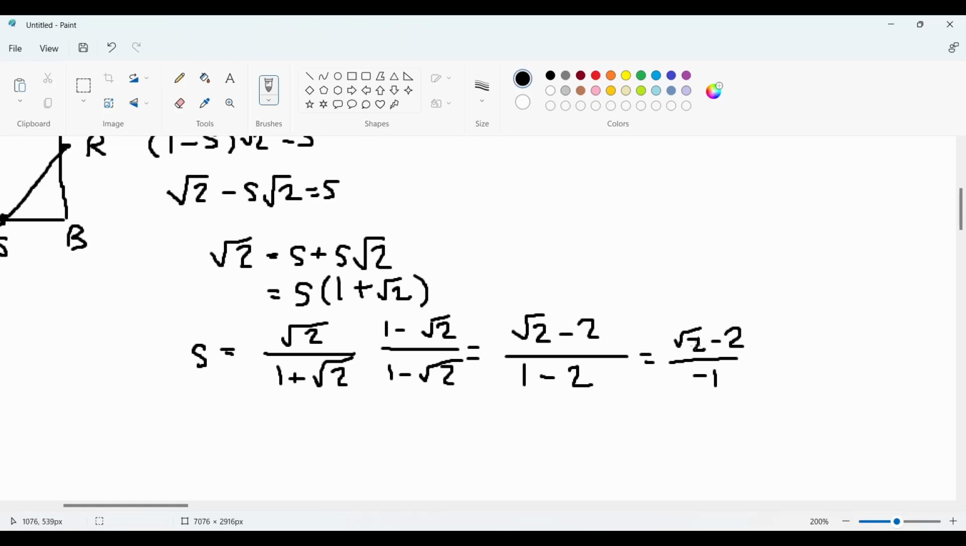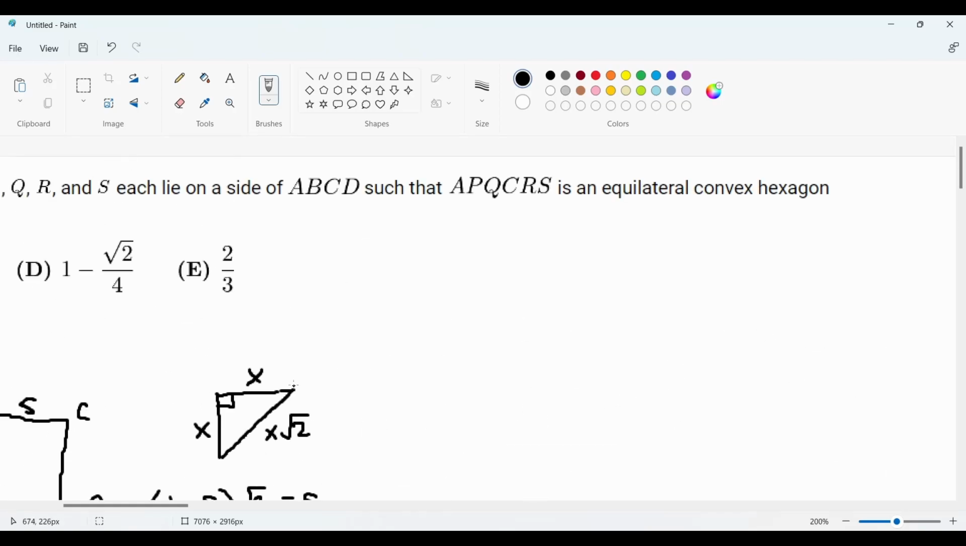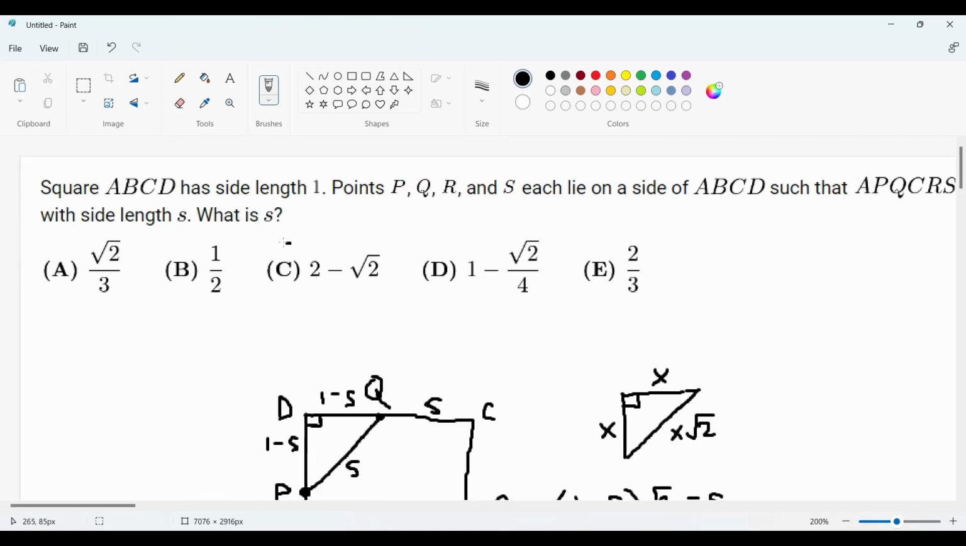And that's the same thing as just writing 2 minus root 2 because the negative gets distributed to each of those. So 2 minus root 2 should be the answer. And that is choice C. So that should be the answer.